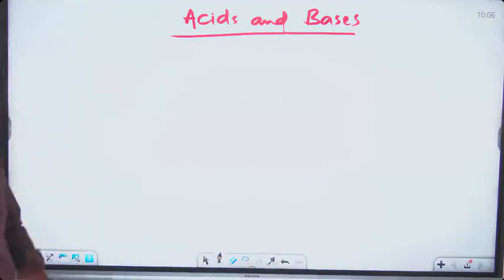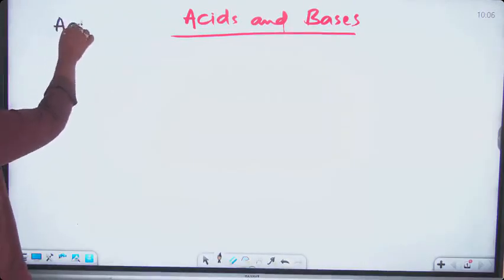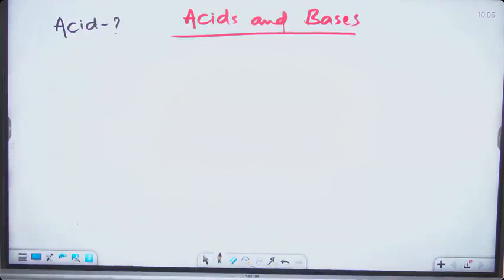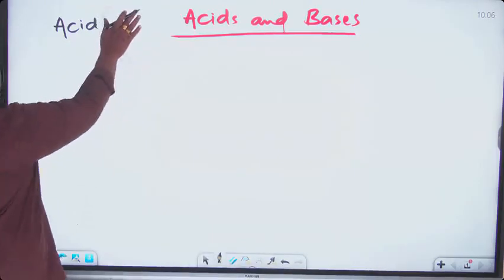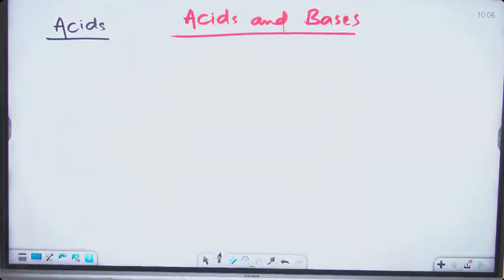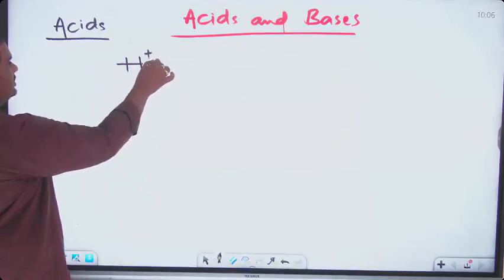Now, before going into all these things, the very first simple question: what do you mean by an acid, or what is meant by acid, or what are acids? You can put the question in a different way: what is an acid, and how are these acids formed? Whenever we talk about acids, we simply say that acids are those chemical substances which consist of H plus ions.